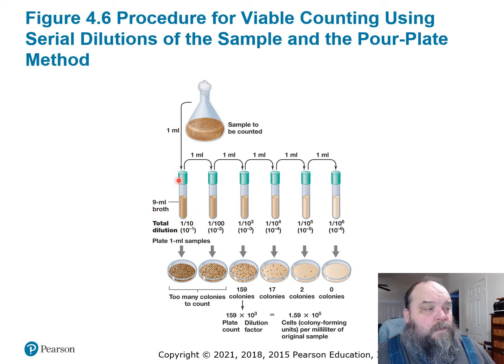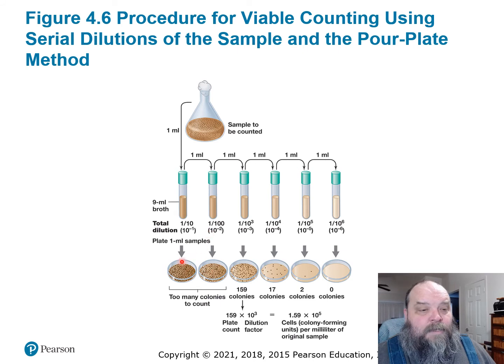So when you do the dilutions, this first tube, tube 1, is 1/10 of the original. Tube 2, which is 1/10 of tube 1, is 1/100th of the original. Tube 3, which is 1/10 of 2, which is 1/10 of 1, is 1,000th. 4, 10,000th, 100,000th, millionth. And then you take a 1 ml sample and you put that on the plate and you just smear it around with a spreader. Wait 12 to 24 hours and come back and count spots.